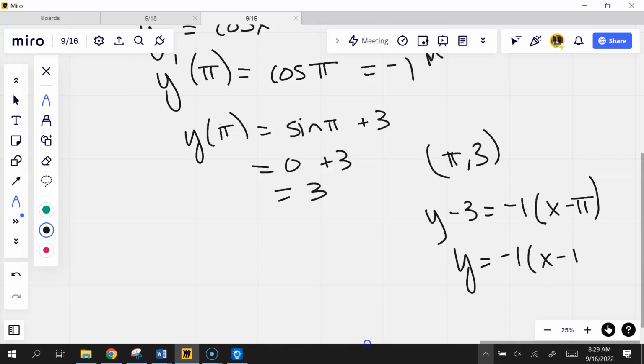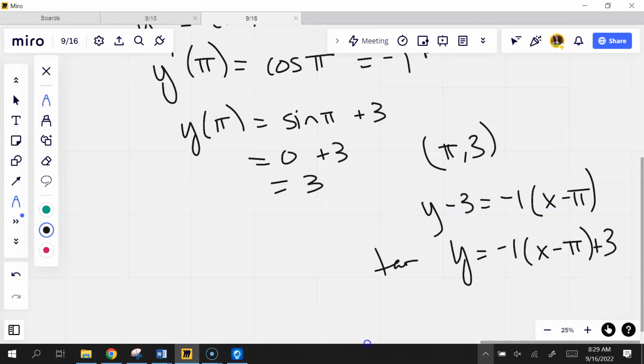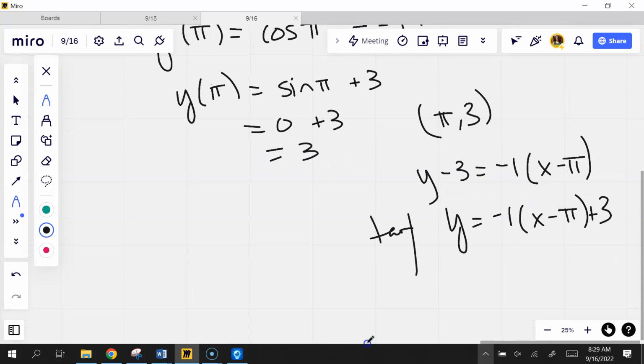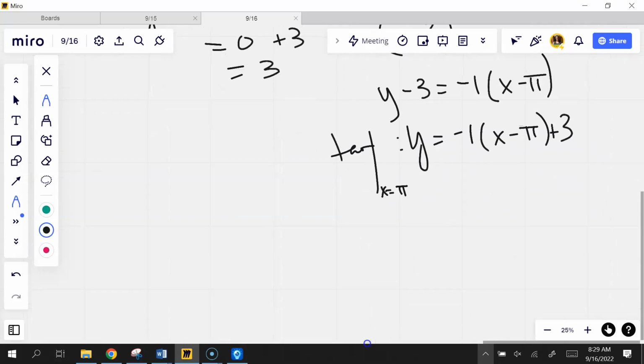And it also asks me for the normal. This is the tan line at x equals pi. And then it also asks me for the normal line. So how do you find the normal line? So it's just 1 minus pi.